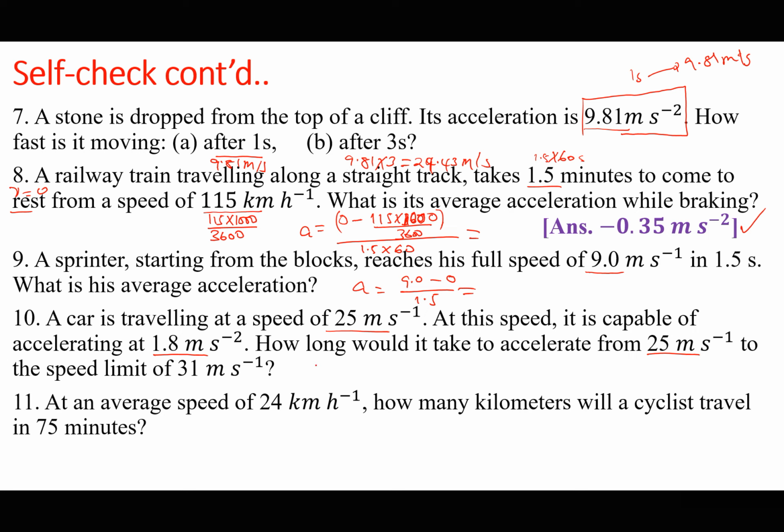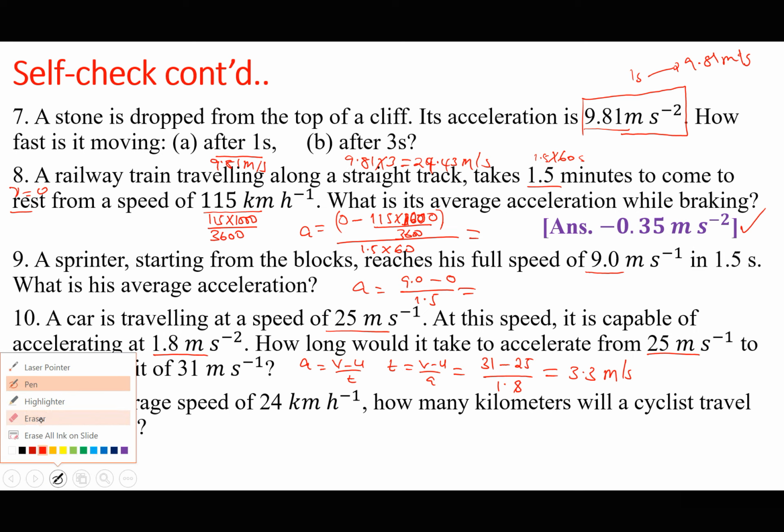So we want the time. Acceleration is equal to final velocity minus initial velocity over time. So we want time. So t is going to be v minus u over the acceleration. So this is going to be 31 minus 25 divided by 1.8, which gives us 3.3. So the time should be 3.3 seconds.